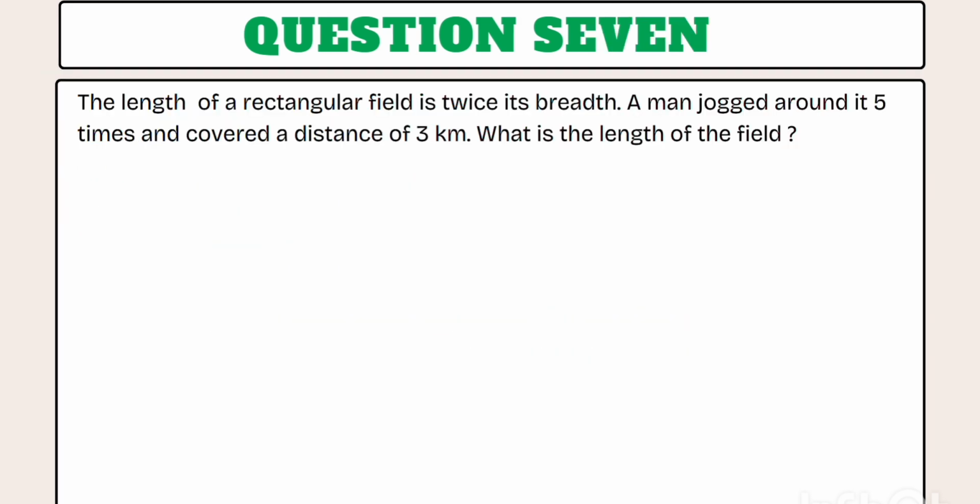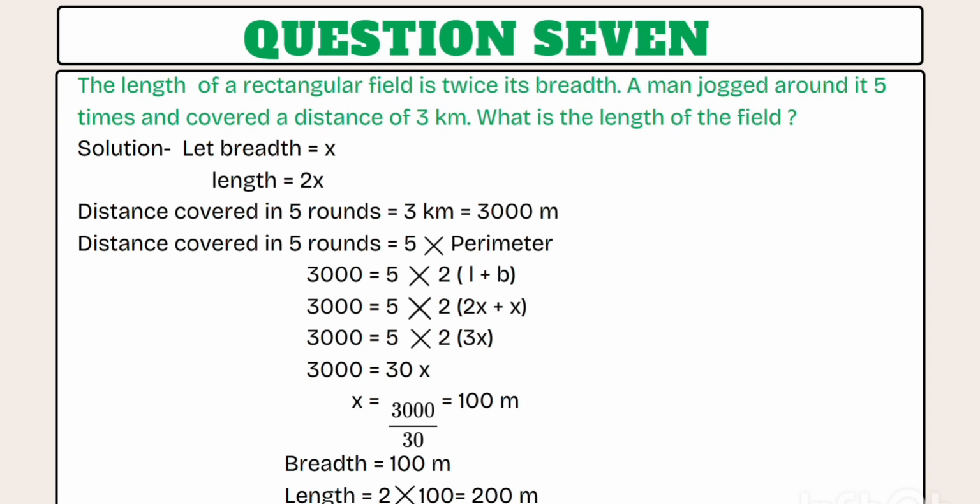Next question, the length of a rectangular field is twice its breadth. A man jogged around it 5 times and covered a distance of 3 km. What is the length of the field? Let breadth equal x meter, length equal 2x meter. Distance covered in 5 rounds is 3 km. Convert distance into meter, that is 3000 meter.